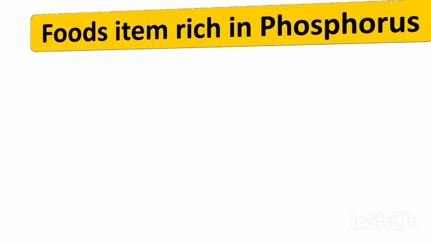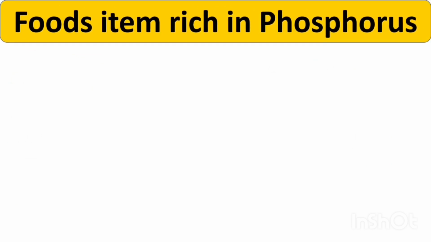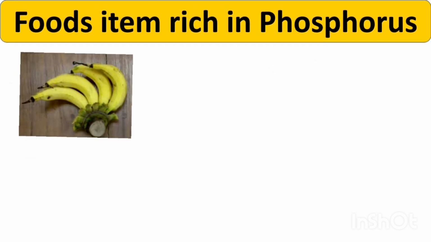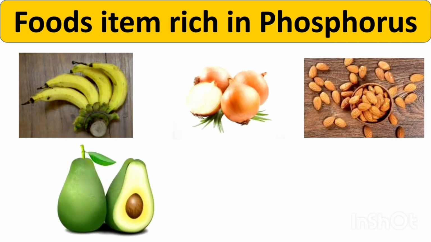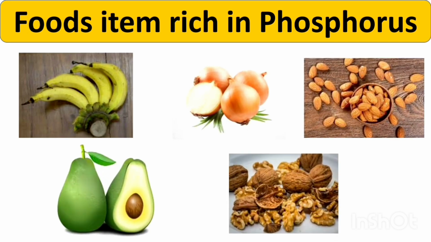Now see the food items rich in phosphorus: banana, onion, almond, avocado and walnut. If you take these foods that are rich in calcium and phosphorus, your teeth and gums become healthy.